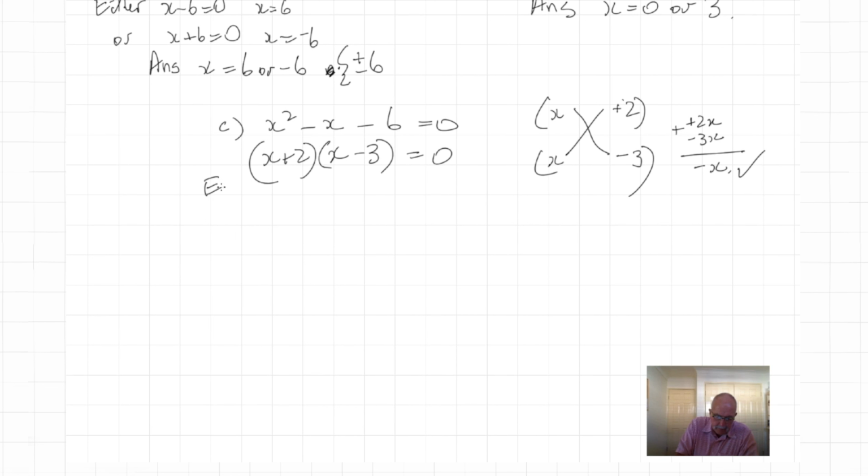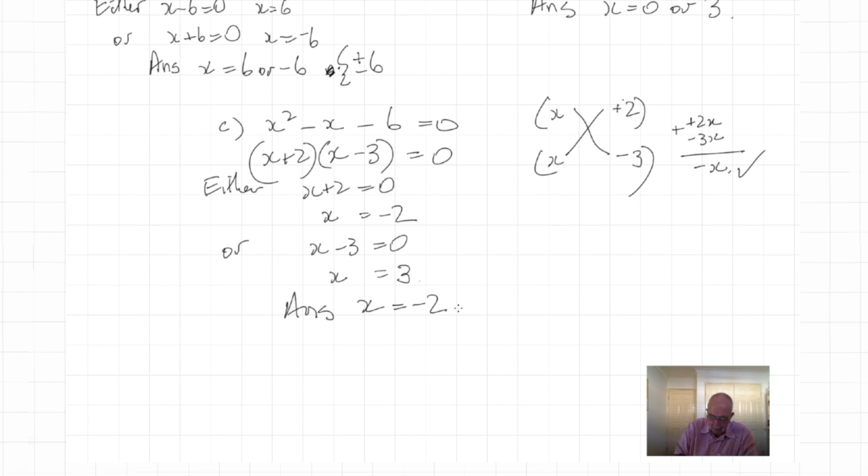Null factor theorem, either x plus 2 equals 0. How do I get x by itself? Take 2 from both sides and that gives me x equals negative 2. Or x minus 3 equals 0, add 3 to both sides, x equals 3. So my answer is x equals minus 2 or 3.